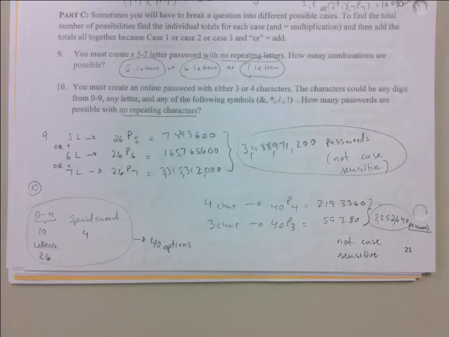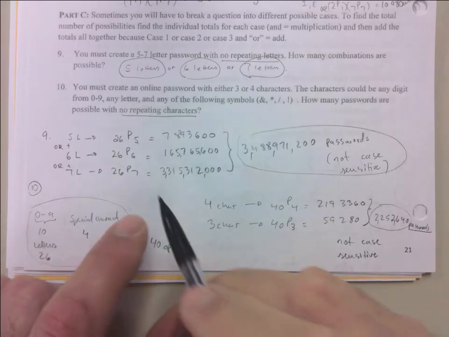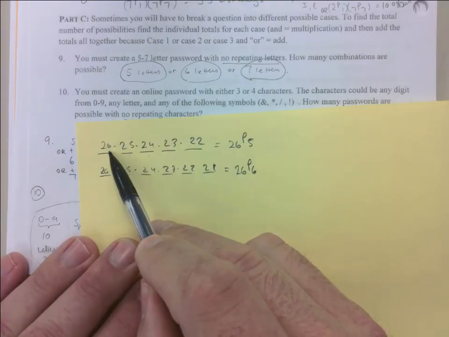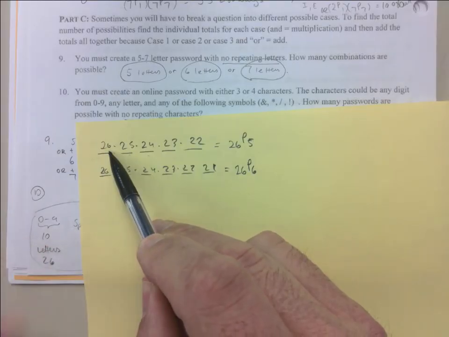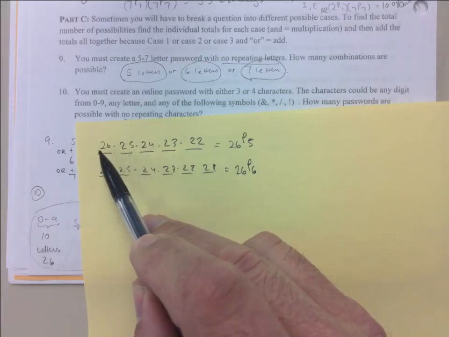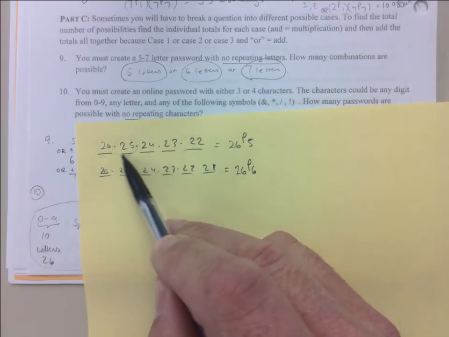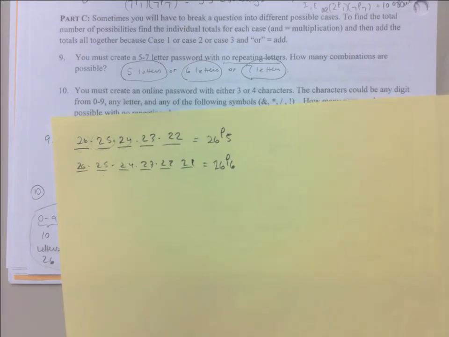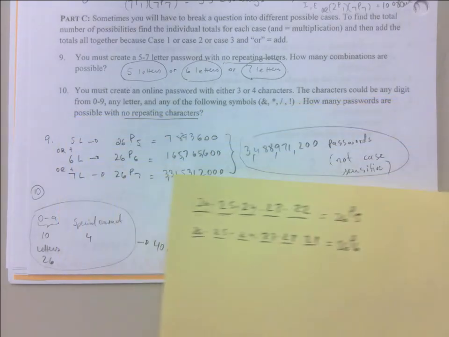Do you guys remember what case sensitive means if you make a case sensitive password using letters? Well, capital and lowercase. So how would that change here? This example right here. Instead of 26, what would I start with? You've got 26 and another 26. You actually have 52 options. So it'd be 52, 51, 50, and so forth. Okay. So that's something to keep in mind.